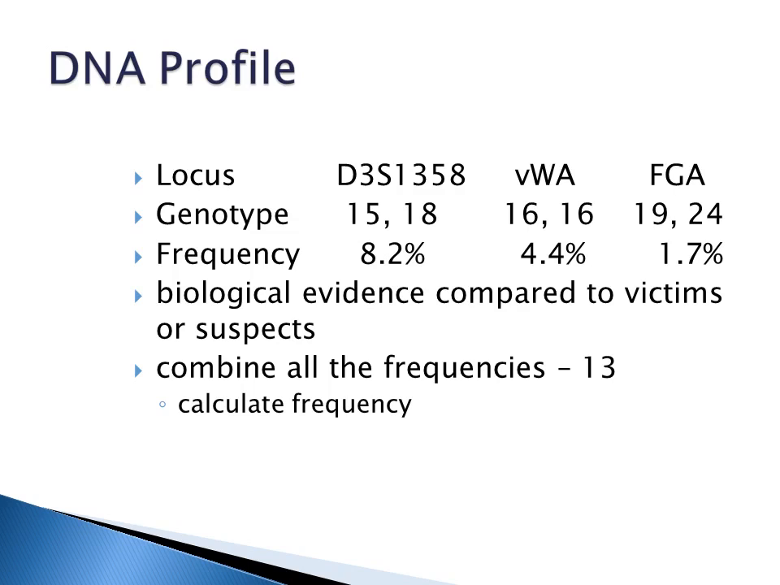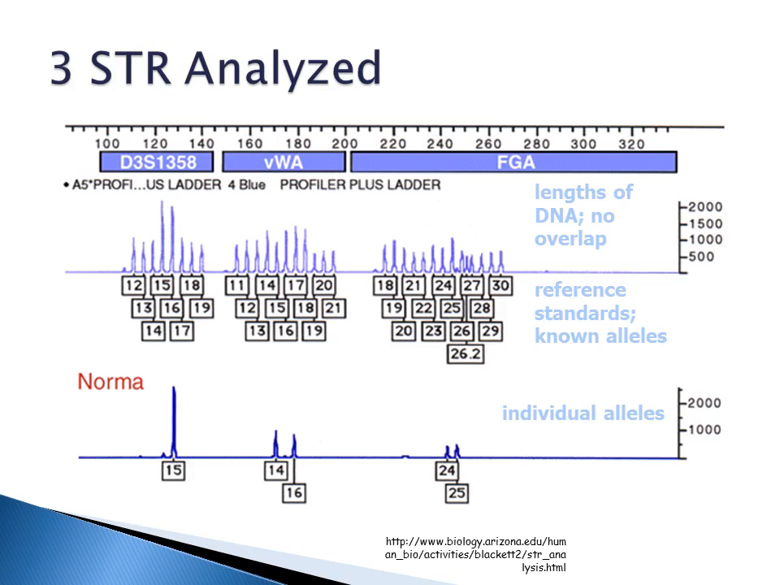So the biological evidence is compared to victims or suspects, and you need to combine the frequency at all 13 loci. In this example, 3 different short tandem repeat loci are being analyzed, and this is done on a machine, and all of the loci are analyzed simultaneously. So in this specific example, the D3S1358, VWA, and FGA loci are being analyzed.